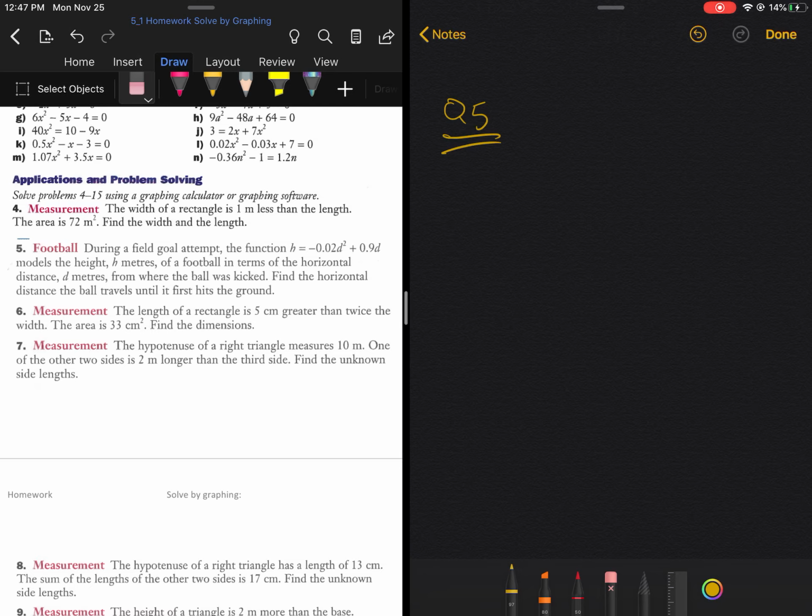Question 5. Okay, listen, only look at these answers if you've already attempted it on your own. Anyway, let's continue. During a field goal attempt, that's football talk.